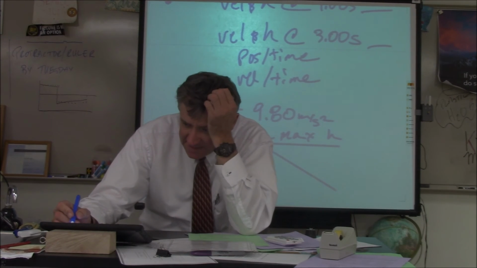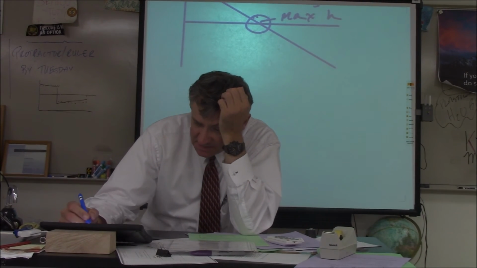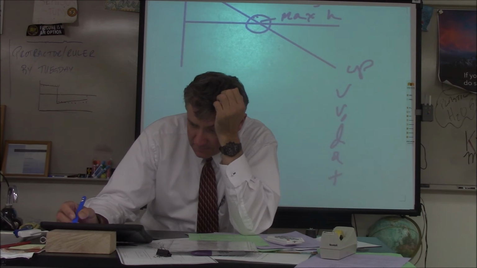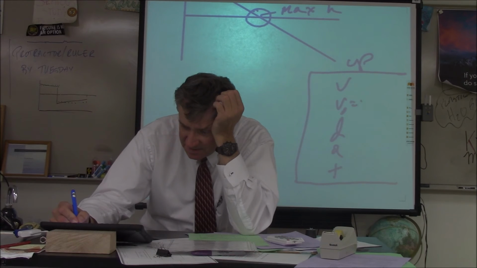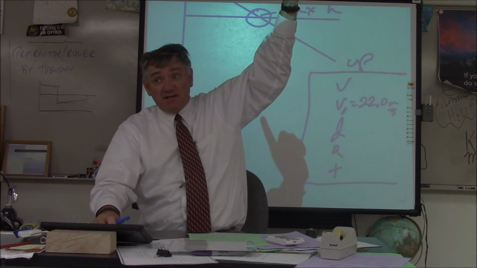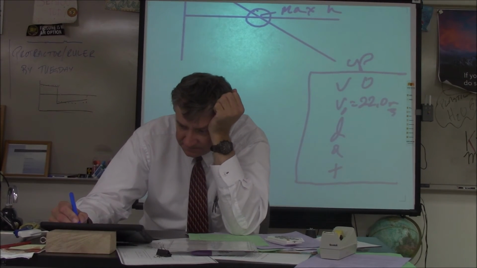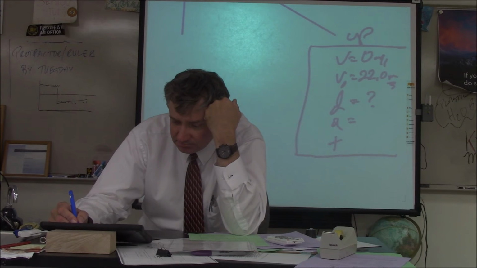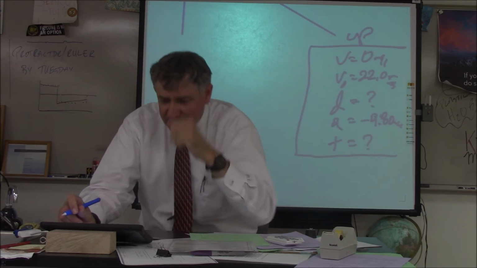Okay. So let's tackle that time up. If you look at v-a-t going up, my initial velocity is 22 meters per second. At its maximum height, the final velocity is 0. The displacement is a question mark; I don't know how high it goes. Do I know my acceleration? Yep, negative 9.8 meters per second squared. And I'm trying to find my time.